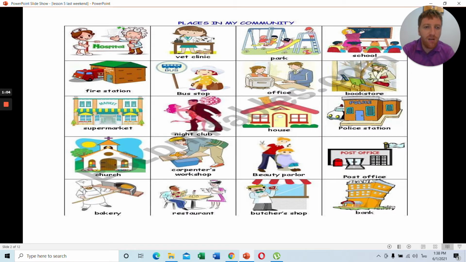We have the park, where people can go have fun and do exercise, play with each other, have a picnic. We have the school, where you come to school to study and learn. We have the fire station, where the firefighters, the fireman and the firewoman, help put out fire if there's a fire. We have the bus station. The bus station is where you go and wait for a bus. It's a bus stop, so you go and you wait for the bus to come and pick you up.